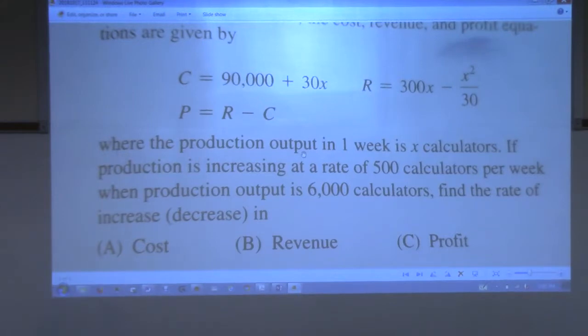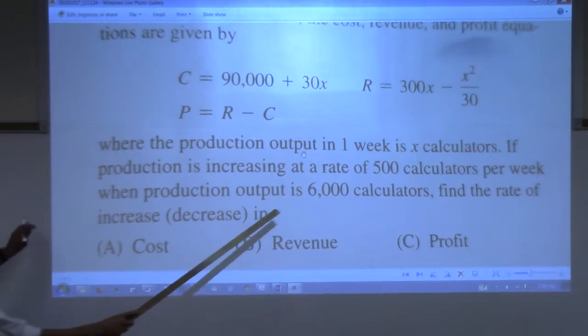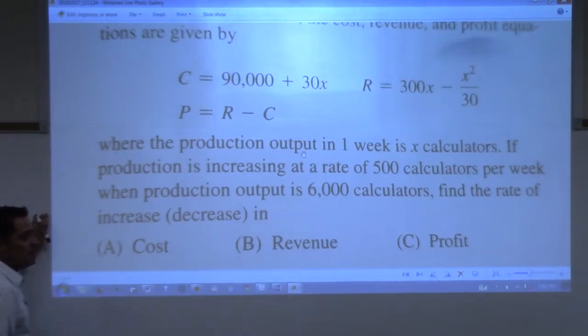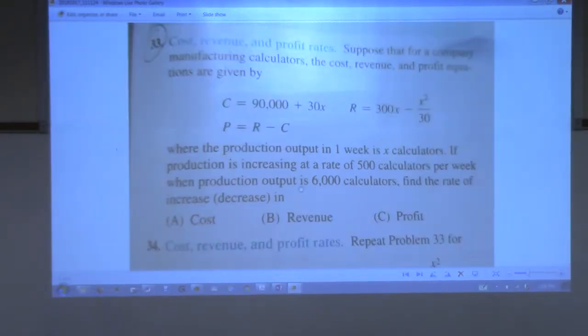Yes. So are we using the equations for finding marginal profit, not exact? This is not marginal profit. Okay, this is something different. That's why it's important for us to understand the time aspect of this. All right. Find the rate at which these three things increase.